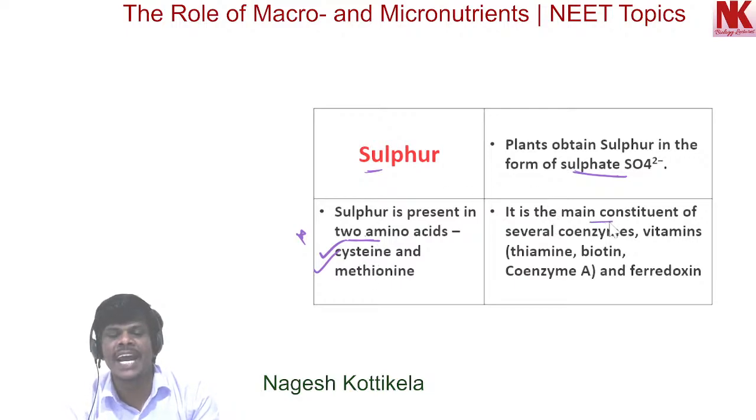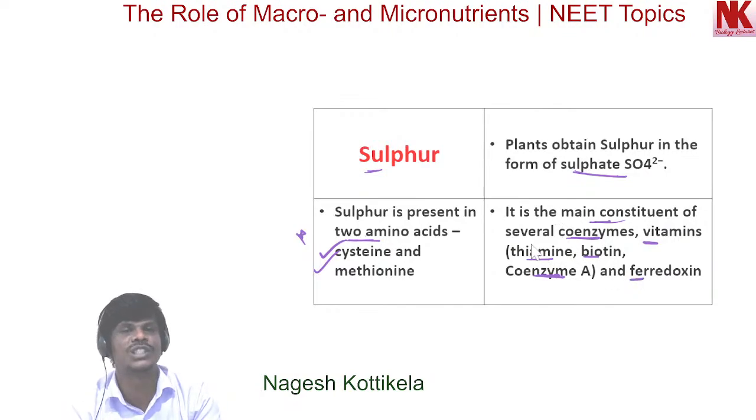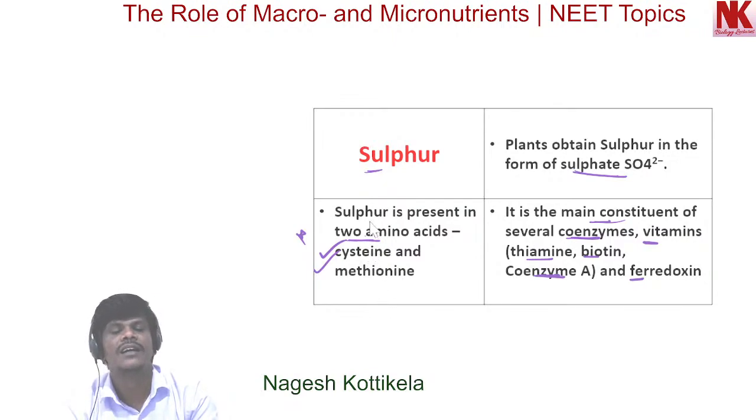Sulfur is the main constituent of several coenzymes and vitamins, like thiamine, biotin, coenzyme A, which contain sulfur, and also ferredoxin. So these are the components that contain sulfur. Up to now we have discussed macronutrients: nitrogen, phosphorus, potassium, calcium, magnesium, sulfur. These all are macronutrients. They are present in plant tissues in large amounts.